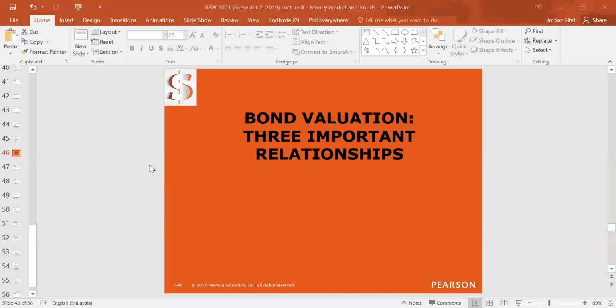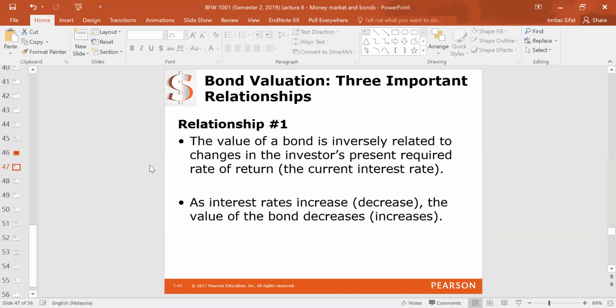In this video, we will be learning about three important relationships related to the bond market. The first relationship is that the value of a bond is inversely related to investors' present required rate of return, or in other words, the current interest rate. That means that if interest rates in the market go up, the value of the bond decreases.